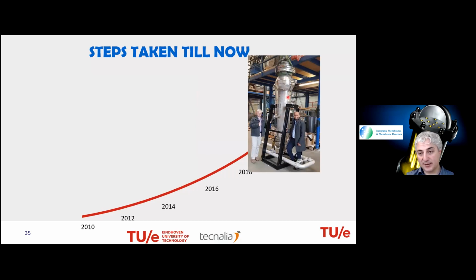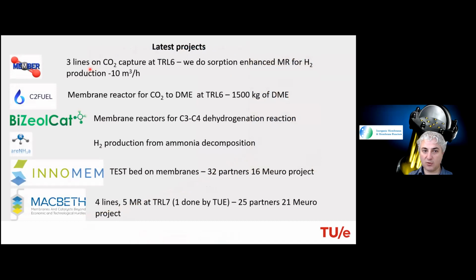And of course, we didn't stop there, because membrane reactors can be applied for different applications. Now we created a company to sell those membrane reactors, but we are still working on different European projects. These are the last ones we are working on. We are producing hydrogen and CO2 capture in the same reactor. We are using membrane reactors to convert CO2 to DME, or to convert C3 into products. We are making membrane reactors to produce hydrogen from ammonia, so you use ammonia as a hydrogen storage material.